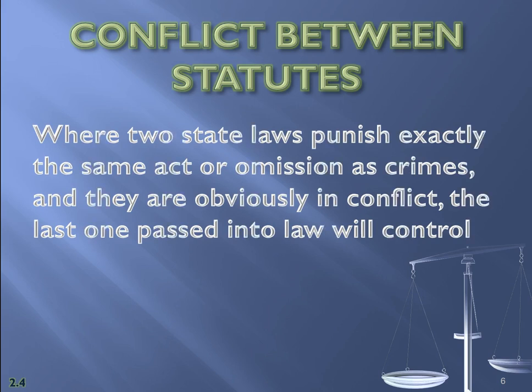So what do we do when there is a conflict between statutes? Well, where two state laws punish exactly the same act or omission as crimes, and they are obviously in conflict, the last one passed into law will control. That's People versus Jones, and you can see the case law there. You don't have to read every single one of these cases, but it's nice to reference them in case you find something interesting and want to take a look at it.